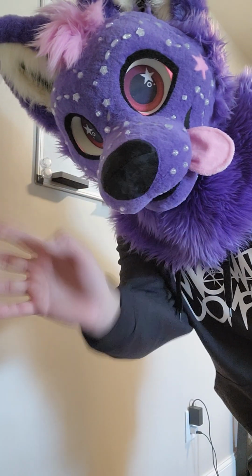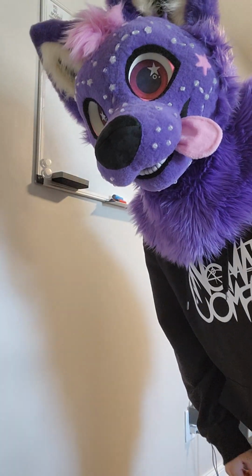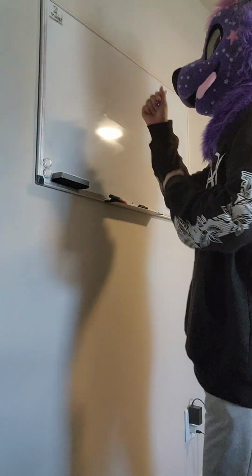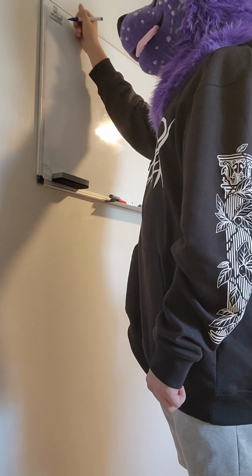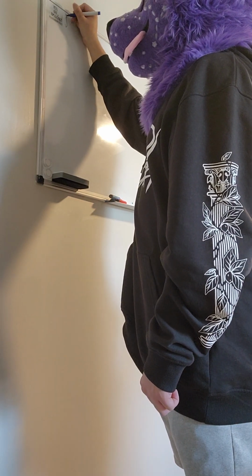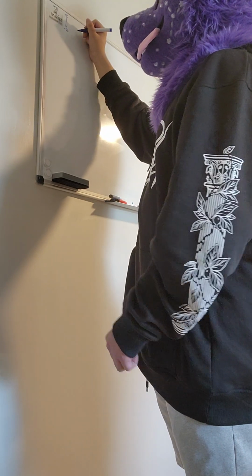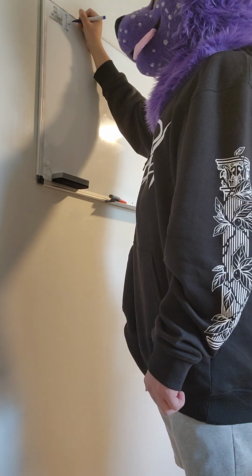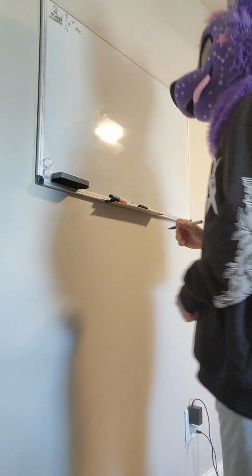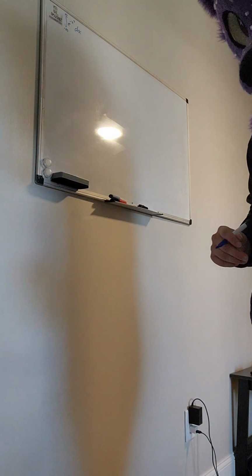Hello. We're going to be doing the Gaussian integral today. So, the Gaussian integral is this: the integral from negative infinity to infinity of e to the negative x squared in terms of x.